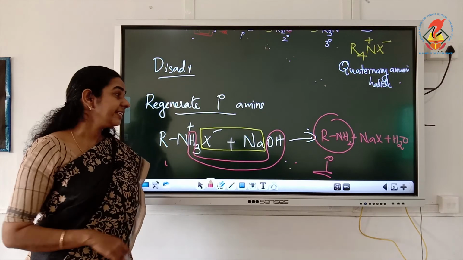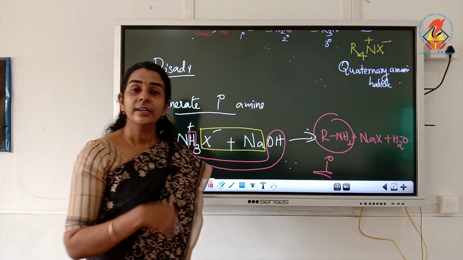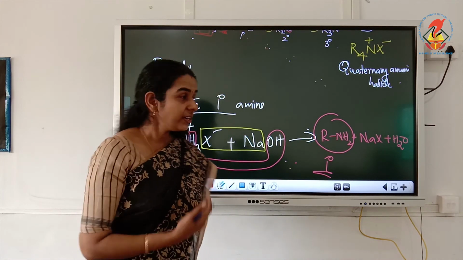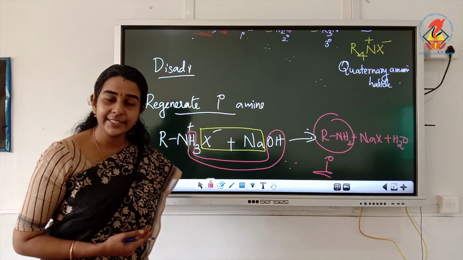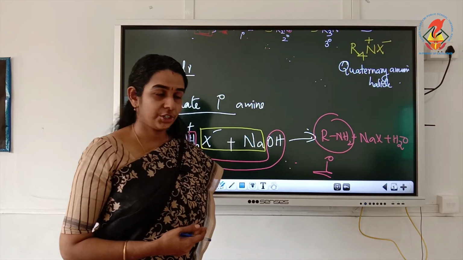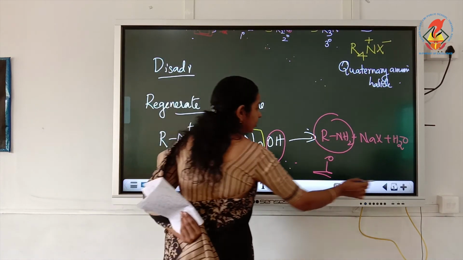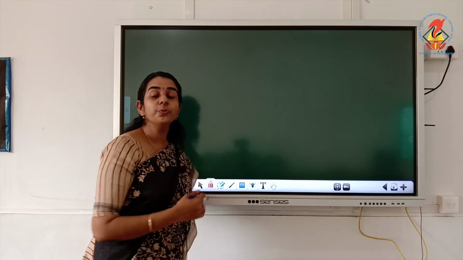So how can we regenerate primary amine from the substituted ammonium salt? By treating with a strong base like NaOH. So this is about the first two preparation methods of amines: by the reduction of nitro group and by ammonolysis.